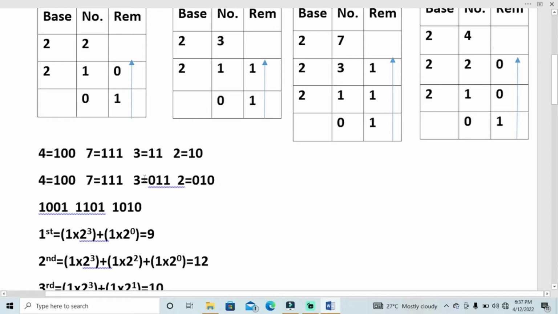Now after you have made them into groups of 3, you want to write them down. Since we are going to hexadecimal, when you are converting from binary to hexadecimal, you just have to divide the bits into units of 4, because one hexadecimal digit is equivalent to 4 binary bits.